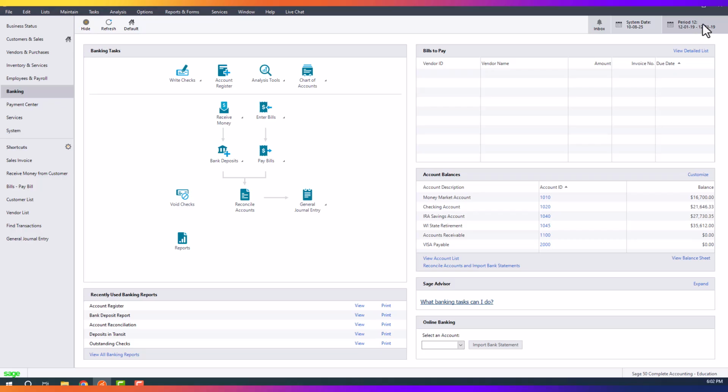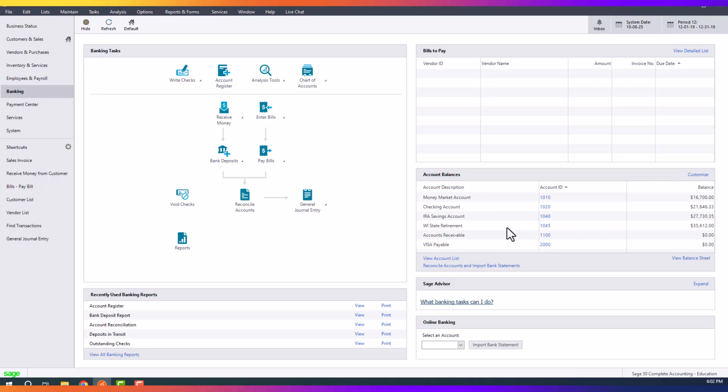So now that we've done that, we're seeing period 12, December's dates up here, and we're ready to record a bunch of transactions. The transactions that we are recording now are described on a table on page 353. They are once again all transactions where we're either going to use the write checks window or we're going to use the receive money window. And for all the payments, it's going to be write checks.